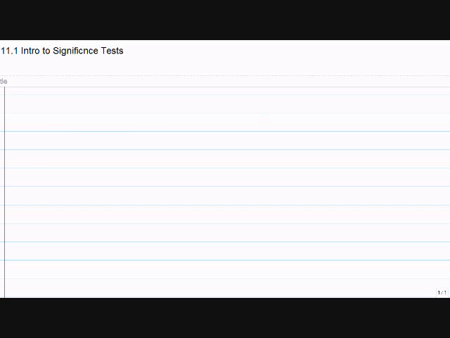Significance tests. This is the other part of inference. We've done confidence intervals, and now we're going to do what's called tests of significance.